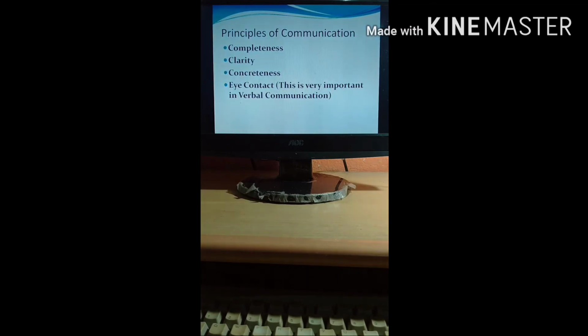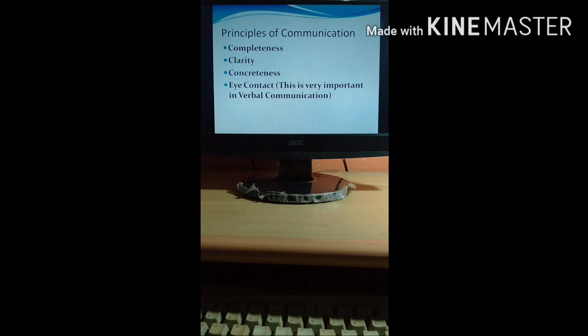Moving to the next slide, here there are 4 or 5 major principles of communication. These principles are very important while you are communicating with another person. First is completeness, which means whenever you communicate with another person, the communication should be complete. Whatever information or message you have, it should be in a complete manner.